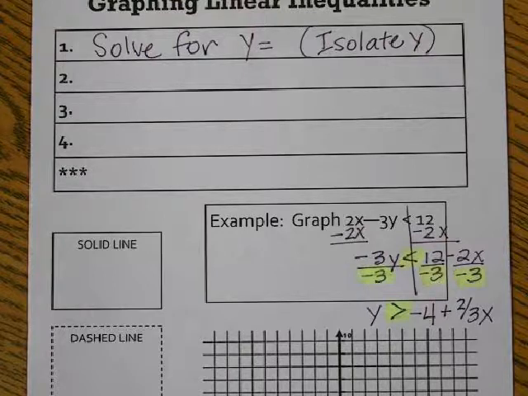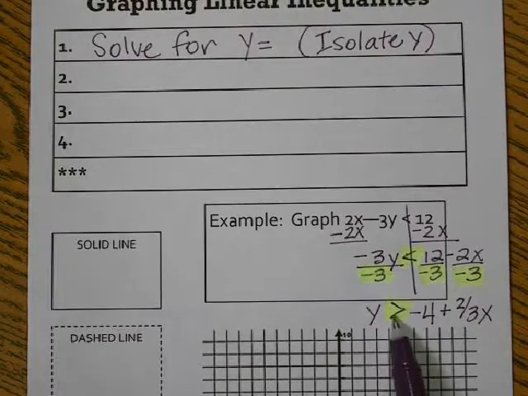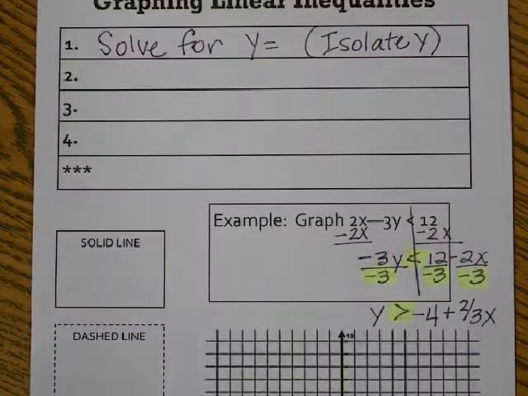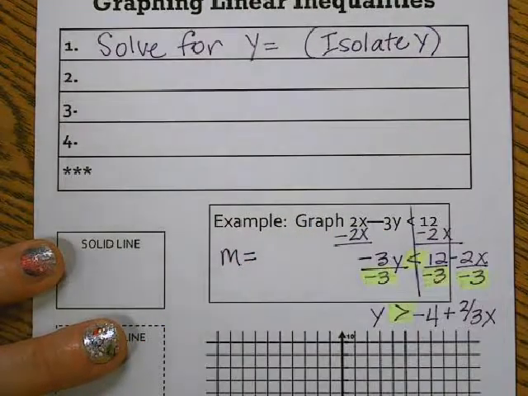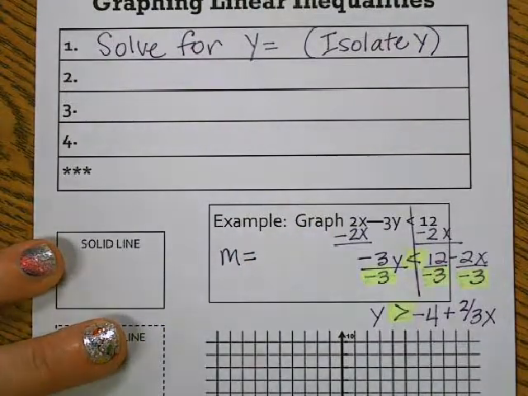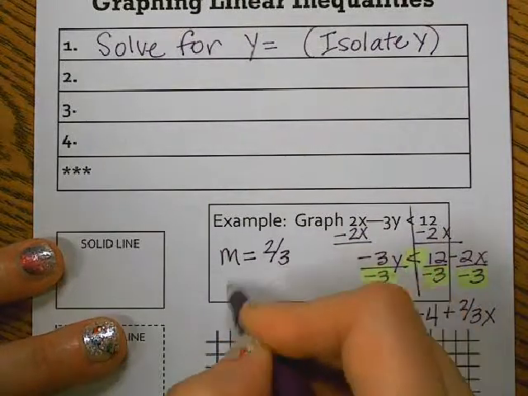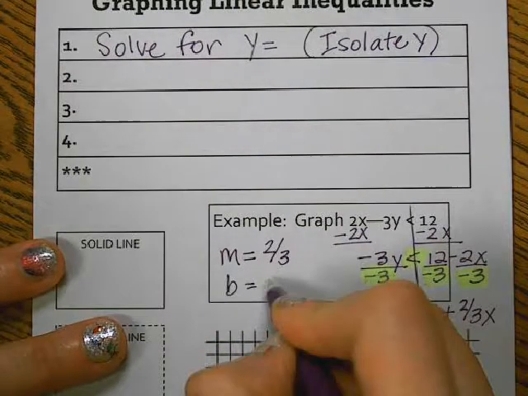Okay? Now, if we pretended this was a regular equation, what were the two things that we would know from looking at it? If this were an equal sign, what were the two things that we would know? We would know m and b. So what does m equal? M is 2/3, and b is negative 4.